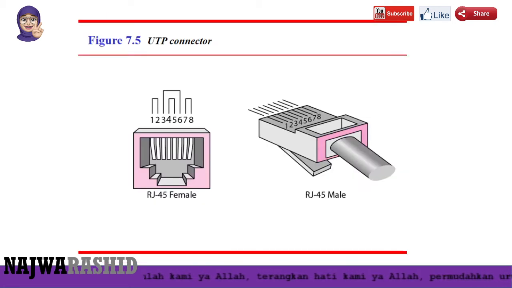So for UTP cable, we have the cable and we have the connector. The connector for the UTP cable is the RJ45. You can look at your PC and your laptop if you are connected to the internet through the cable. We call it the LAN cable. So these are the RJ45. This one is the RJ45 female at your laptop or desktop, and this one is the RJ45 male. You can look at your UTP LAN cable.